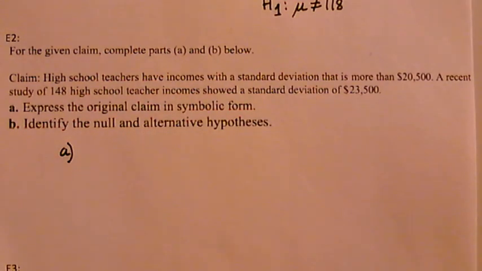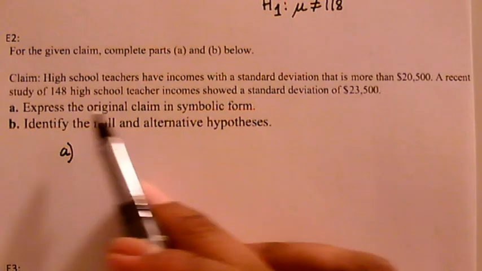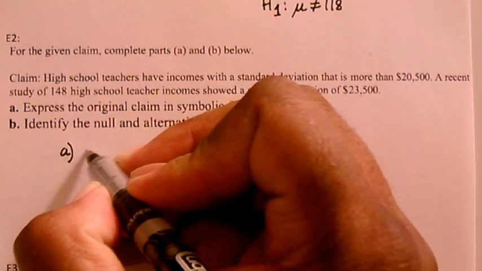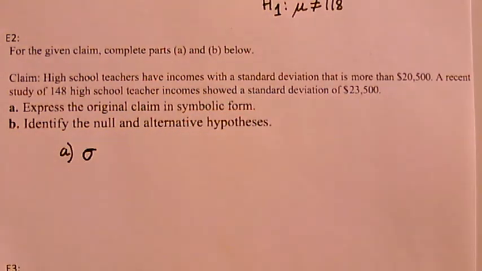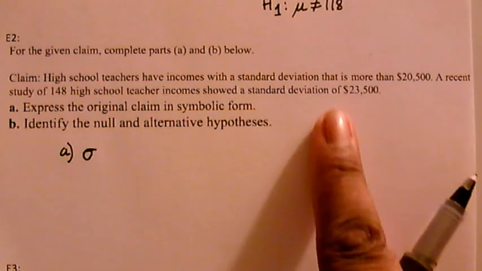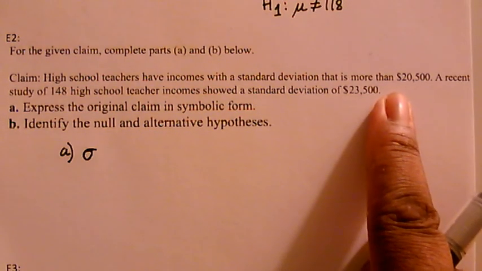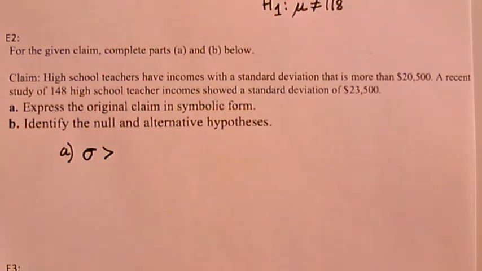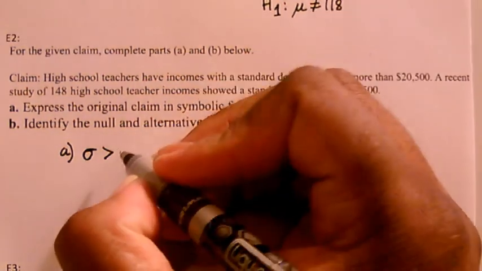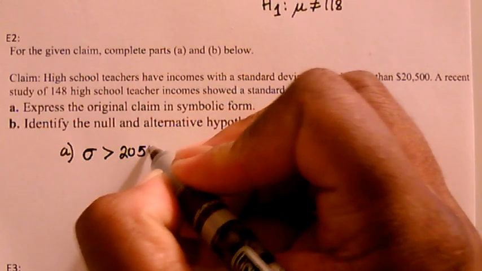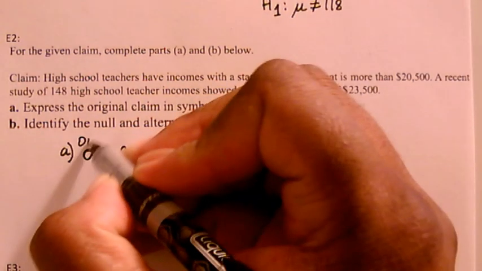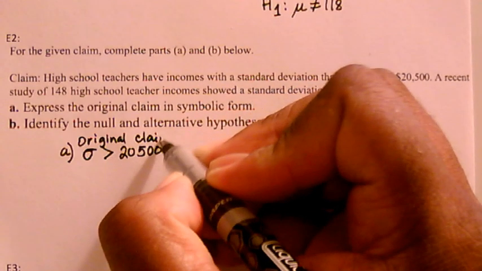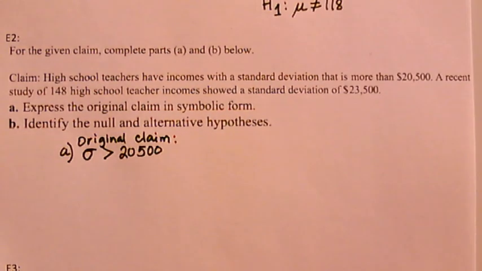Now the claim is this: high school teachers have incomes with a standard deviation. So we use the Greek letter sigma for the standard deviation. That is more than. The inequality for more than would be strictly greater than, and then 20,500. And by the way, I should say original claim. So that's your original claim here.